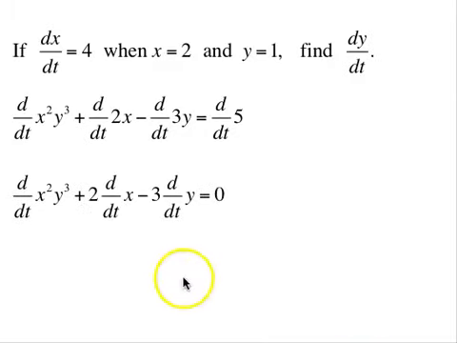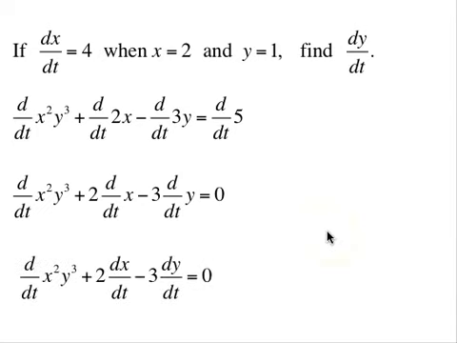We recognize that we can pull the constants out. So 2 comes in front of this d/dt operator. 3 comes in front of that d/dt operator. The derivative with respect to t of 5 is 0, as was mentioned. Now, the derivative with respect to t of x will be dx dt. The derivative with respect to t of y will be dy dt. And then all we'll have to do is the derivative with respect to t of that product.